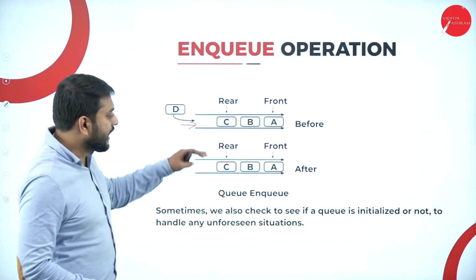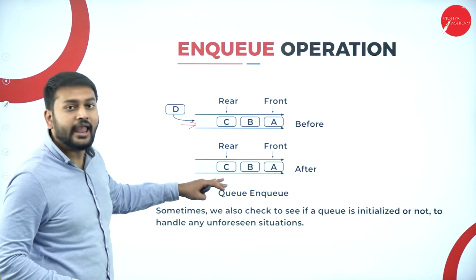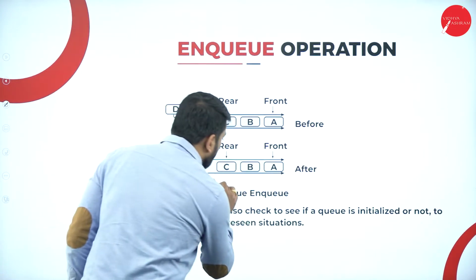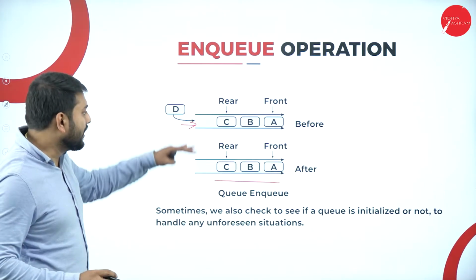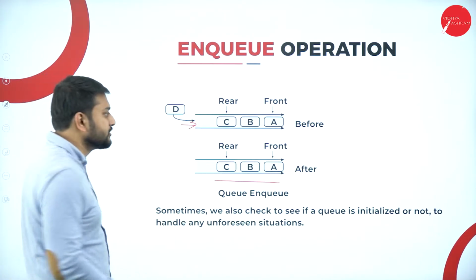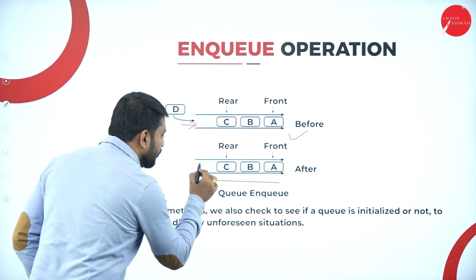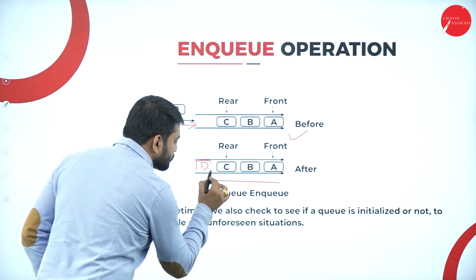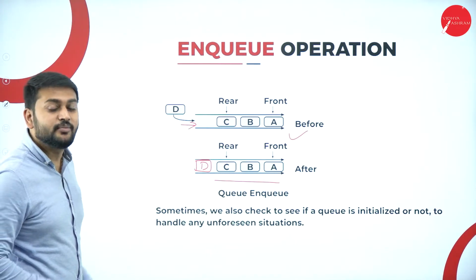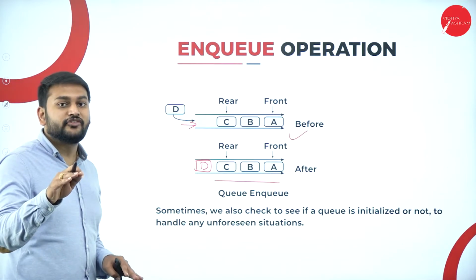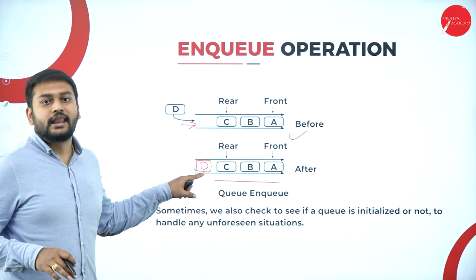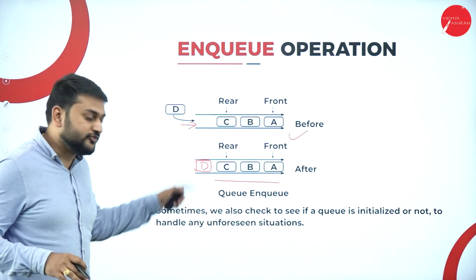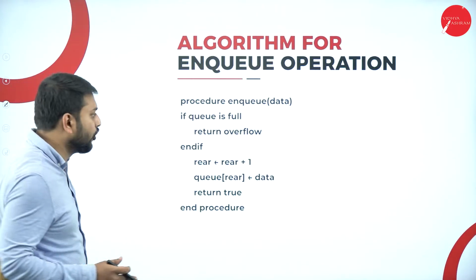So after the enqueue operation, your queue will look like this: A, B, C. Once I perform this operation successfully, my queue will look like this. Once I'm done with the insertion of an element into the queue, my queue will look like this. Moving forward, how exactly does the code look?